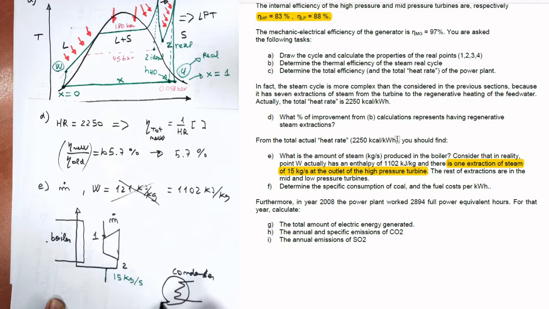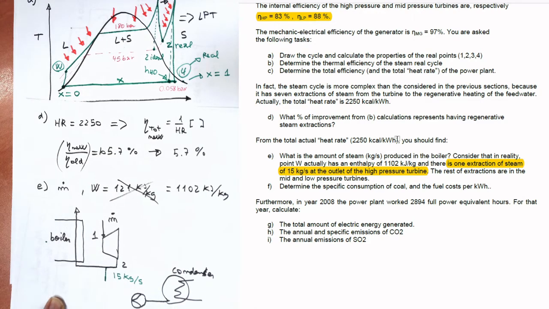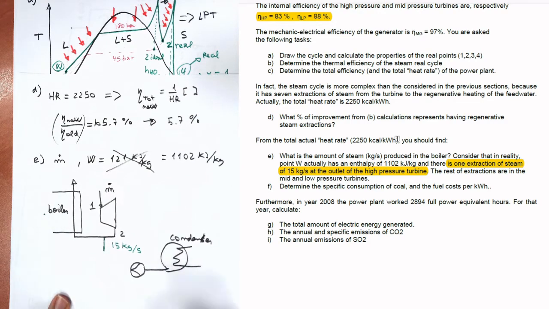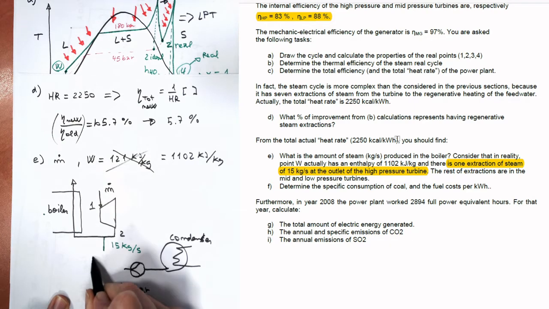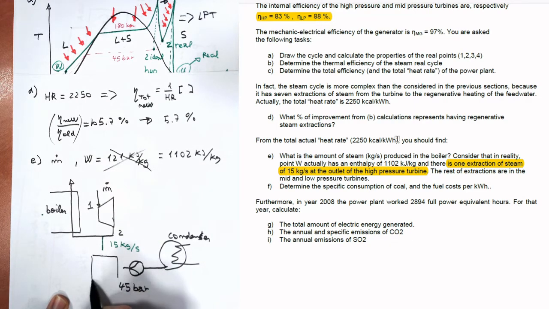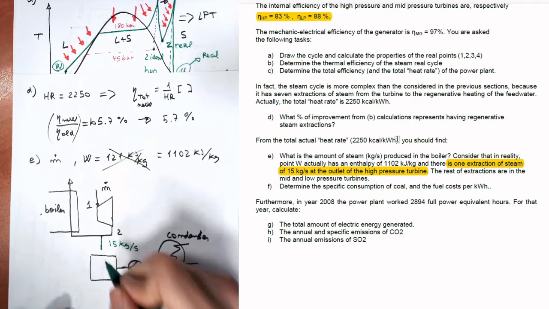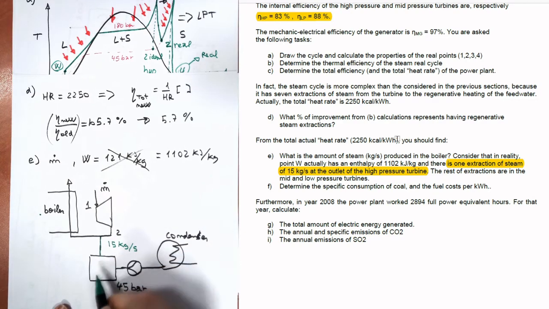We take water from the condenser, we pump it, but not to 180 bars now. We pump to 45 bar. Now we have a big cylinder here. We mix this one, 15 kilos of steam with saturated liquid at 45 bar.